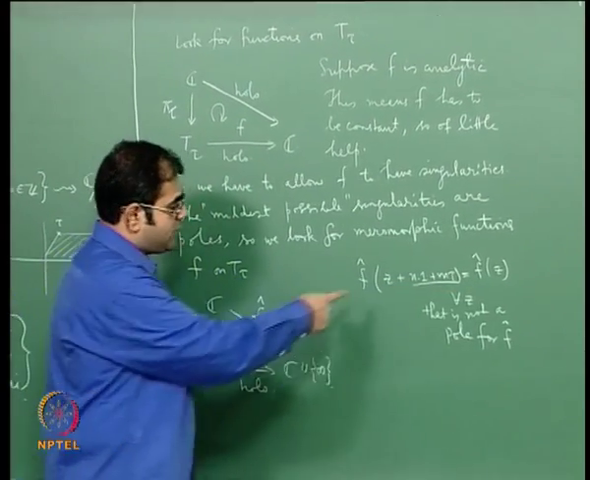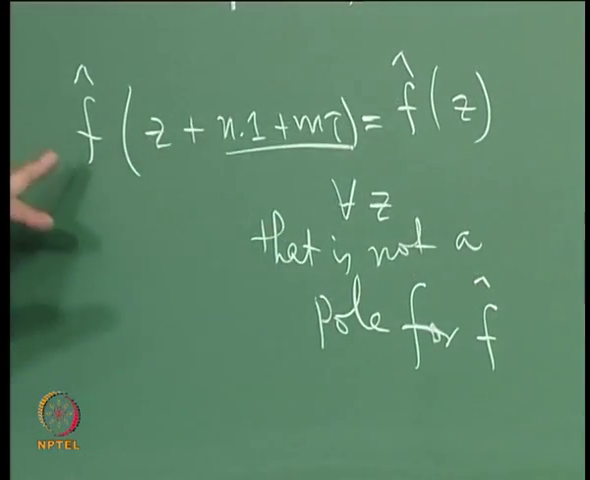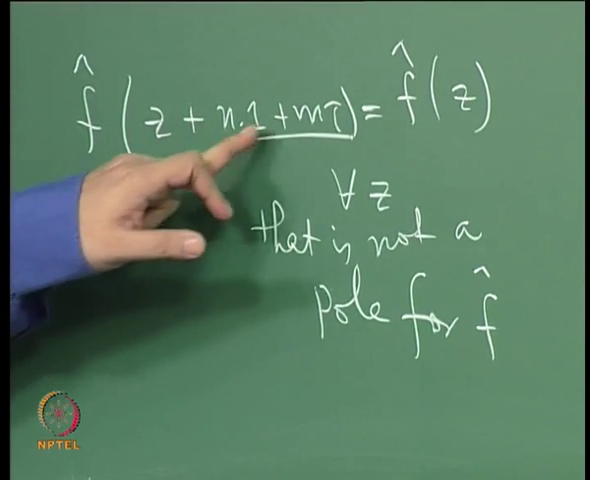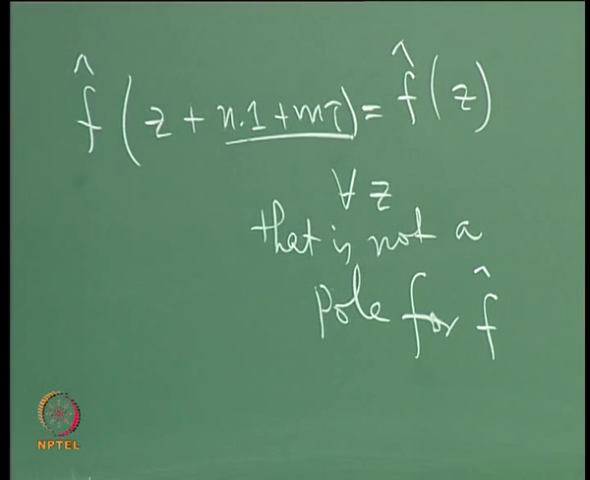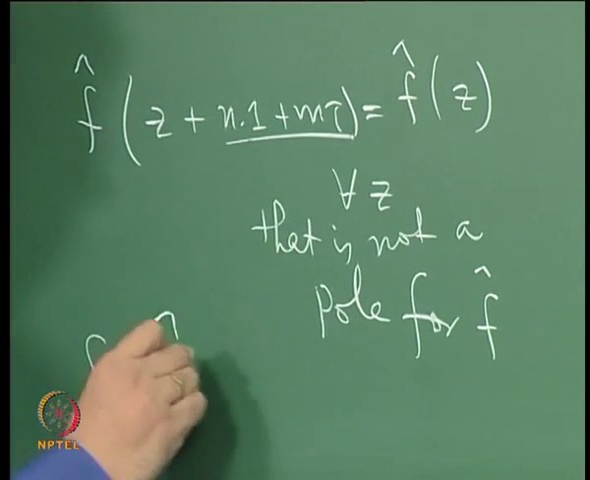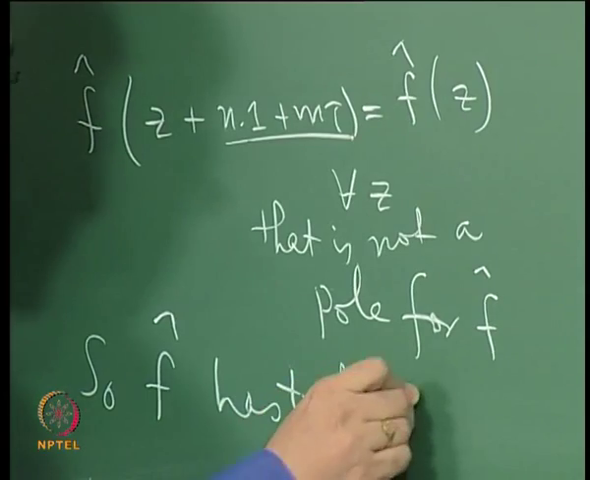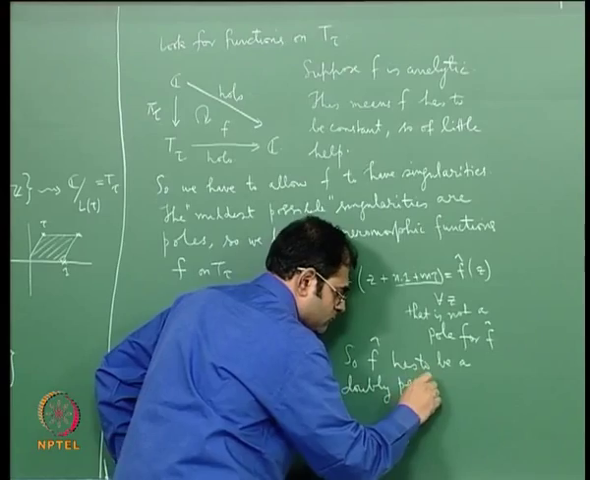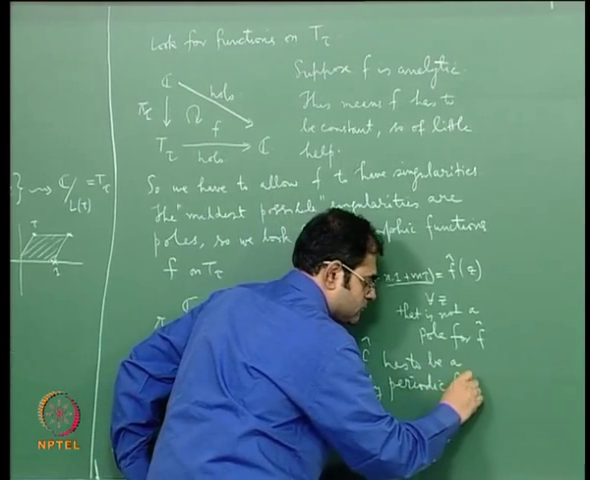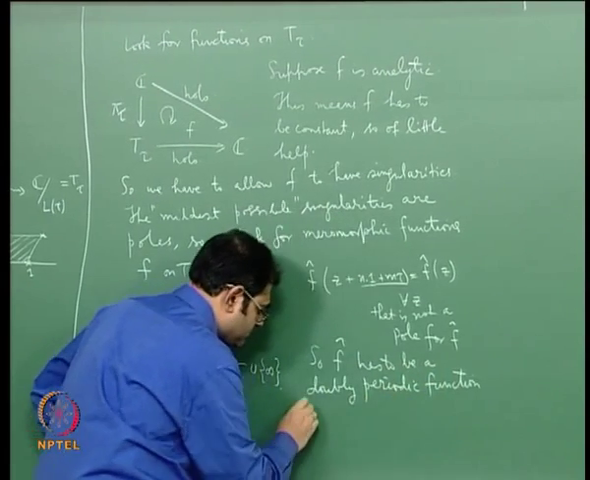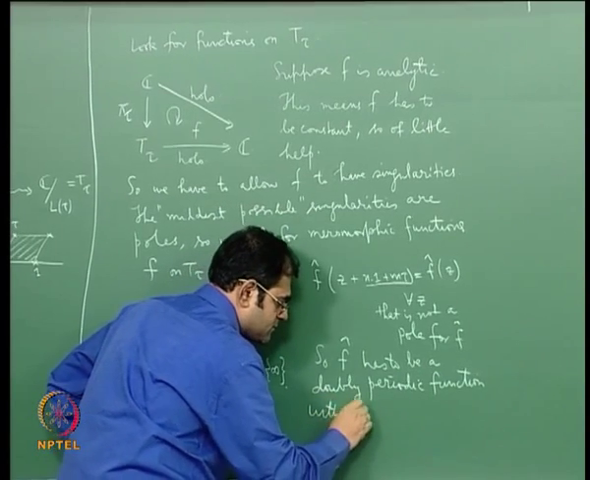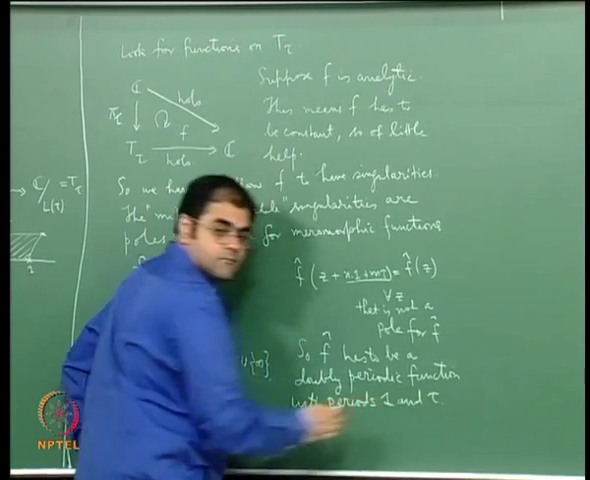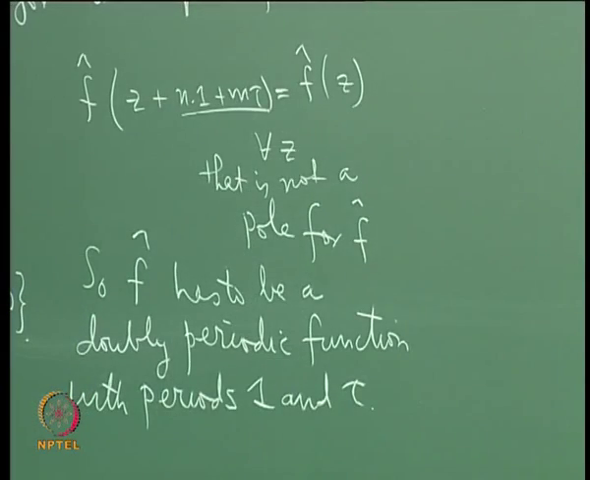Now, what does it tell you? It tells you that f hat has to be a doubly periodic function with periods 1 and tau. Okay, so what is the moral of the story?